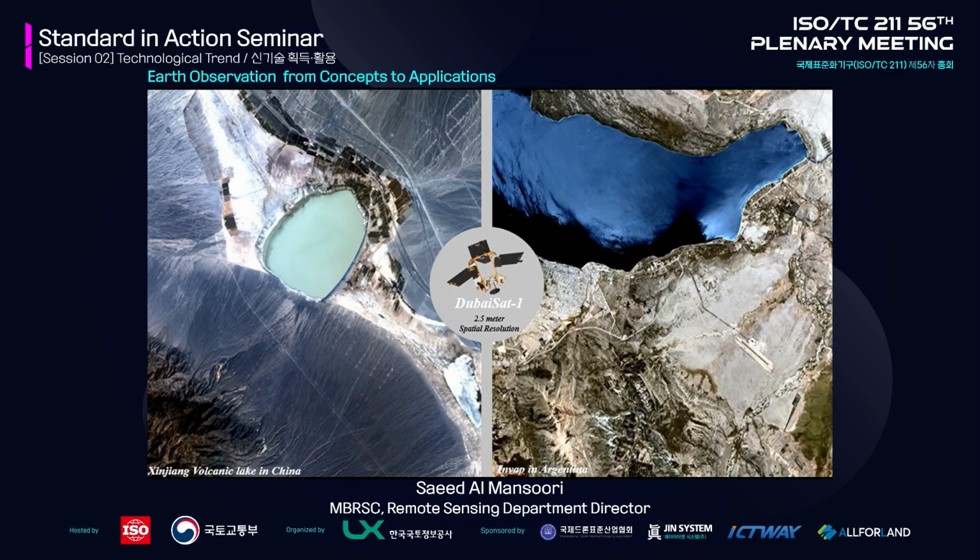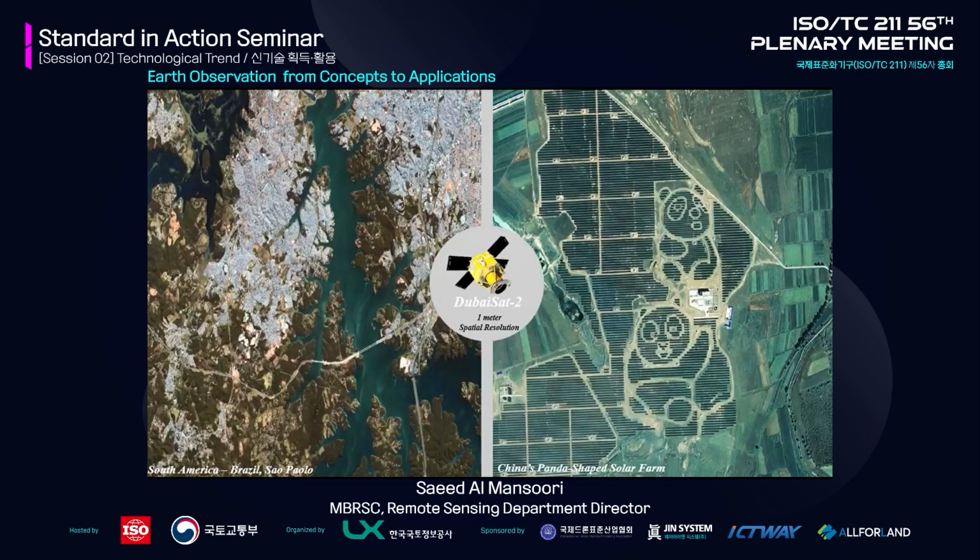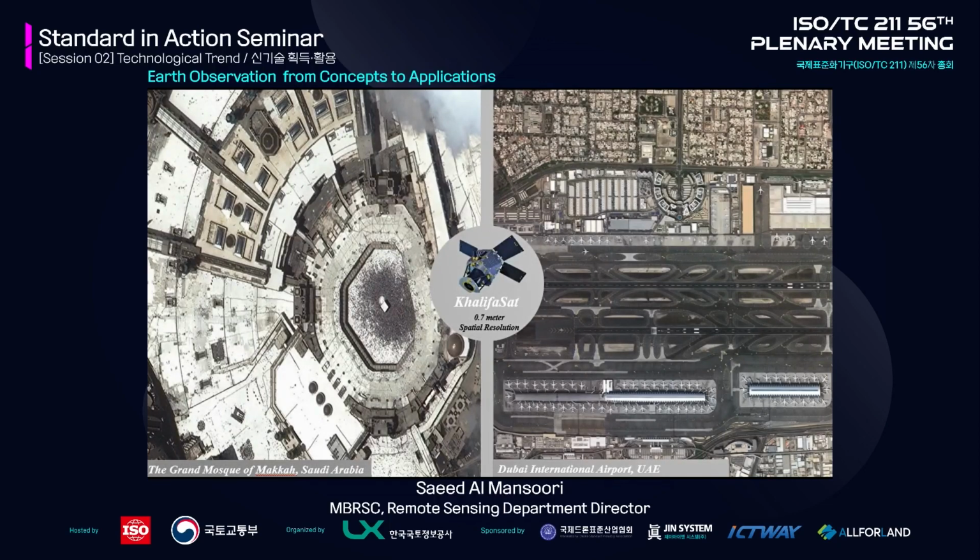Now, let's move to the downstream with the imagery and the usage of this data. So, here is actually an example of Dubai Sat-1 imagery with 2.5 meter resolution. Dubai Sat-2 with 1 meter spatial resolution. And finally, Khalifa Sat with 0.7 meter resolution.